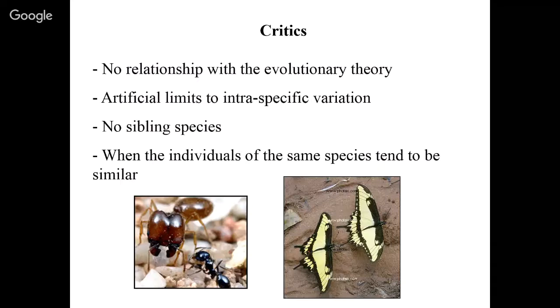But the limitation to these typological species concepts is that there is no relationship with the evolutionary theory. It establishes artificial limits to interspecific variation. It does not accept the existence of sibling species, although it is useful just when the individuals of the same species tend to be similar.